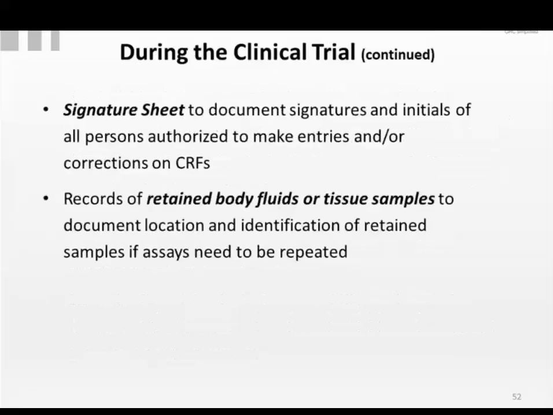A signature sheet is important to document signatures and initials of everyone who's authorized to make any entries or corrections on CRFs. The signature sheet will be the authentic signature of the person that can be compared later on to make sure everything was signed by the appropriate person who's qualified. Records of any retained body fluids or tissue samples should document the location and identification of these samples, particularly if assays need to be repeated later on.